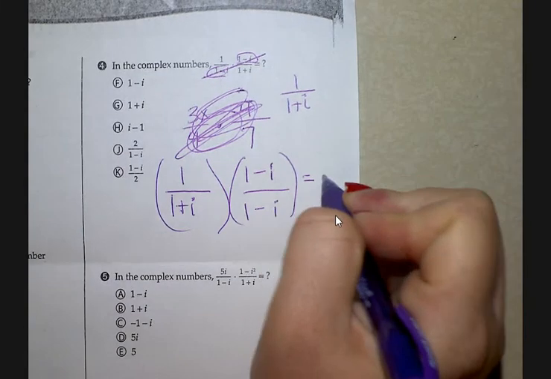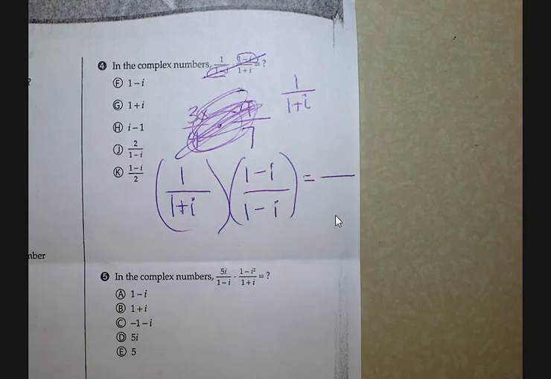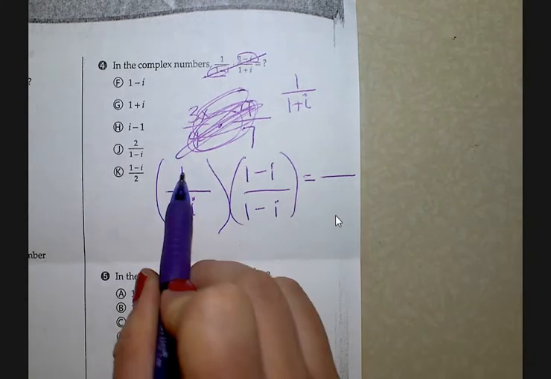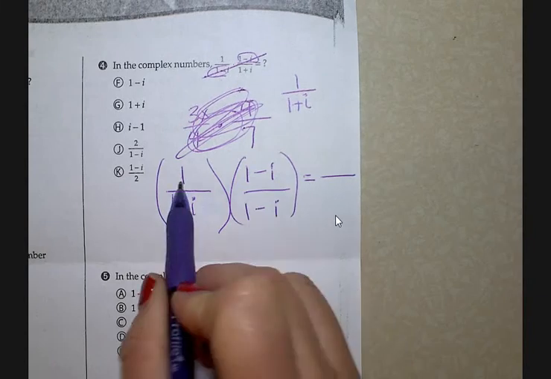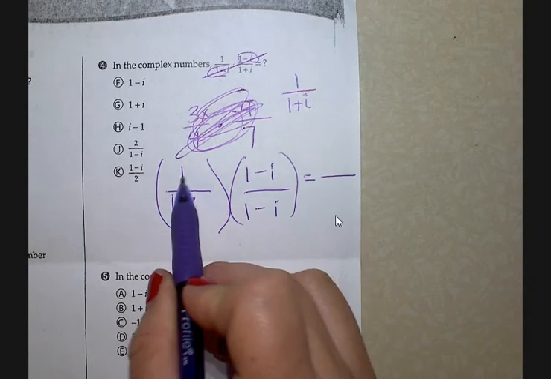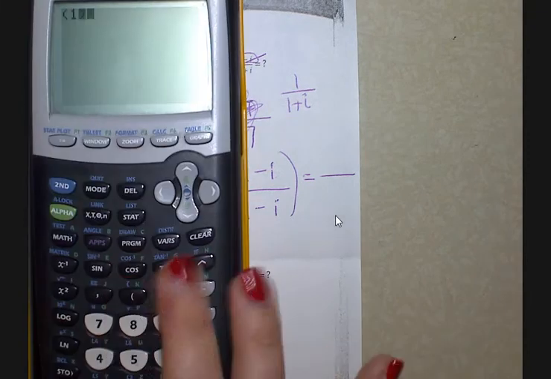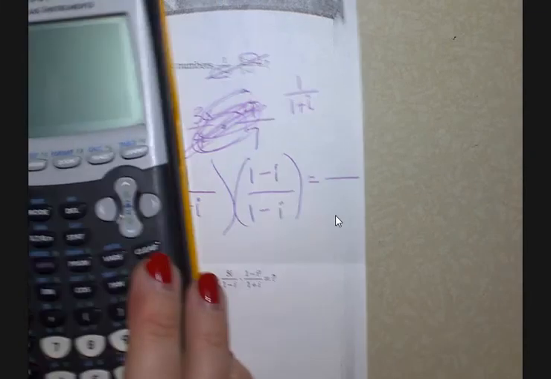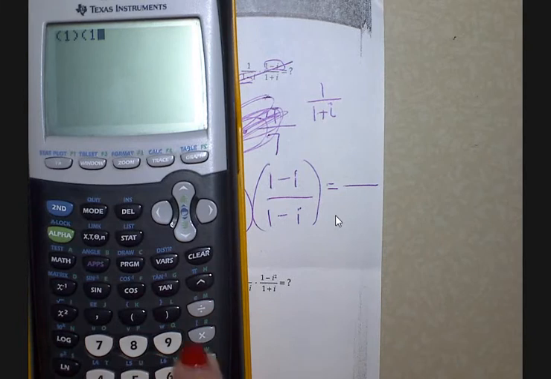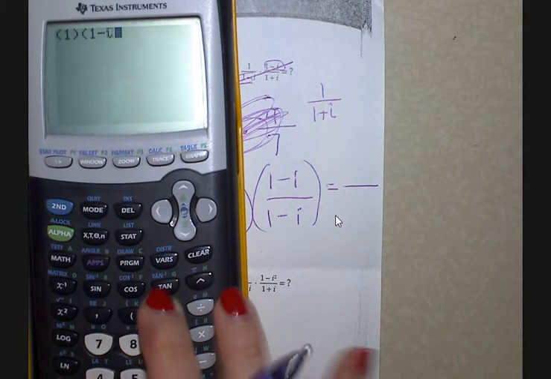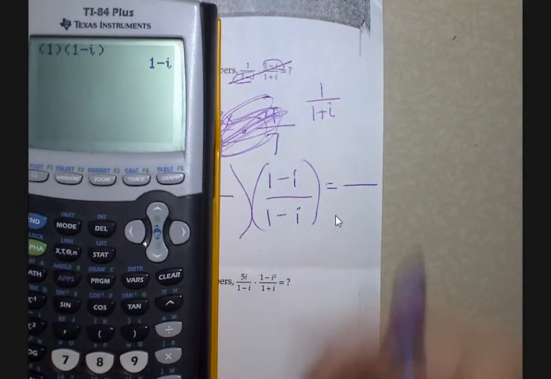I'm going to do 2 operations. The first time, I'm going to take 1 times this amount. I'm still going to show you how to do it on the calculator, because what if this wasn't a 1? So we're going to put 1, and obviously I trust that you know 1 times any quantity is that quantity, but 1 times 1 subtract i. Press enter, and we have 1 subtract i.